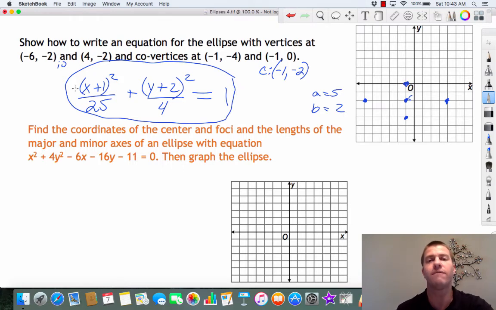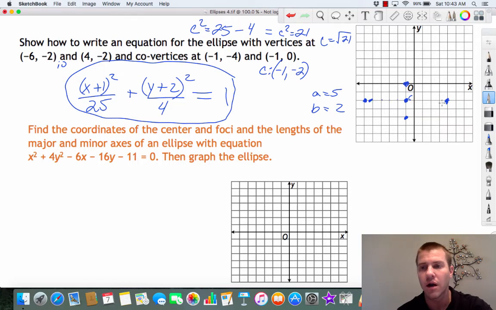And that's my equation. If they're looking for the foci, you've got to find c. So c squared is equal to a squared minus b squared, which is 21. So c squared is equal to 21, take the square root, and c is equal to the square root of 21, which is between 4 and 5. So it'd be 4 and 5 away from the center. 1, 2, 3, 4, it'd be somewhere about here, and somewhere about here would be the focus, or foci.